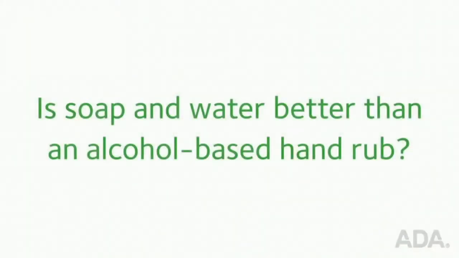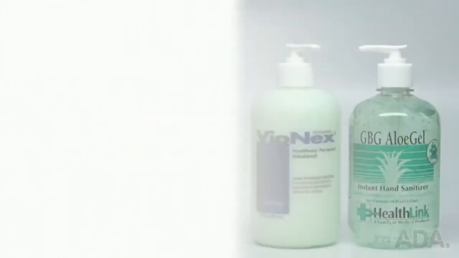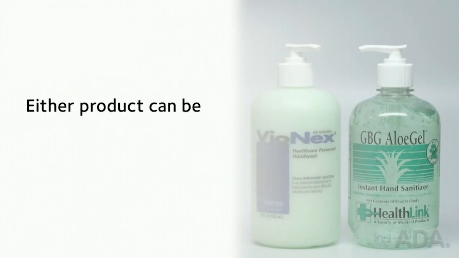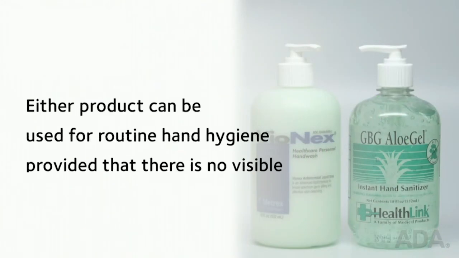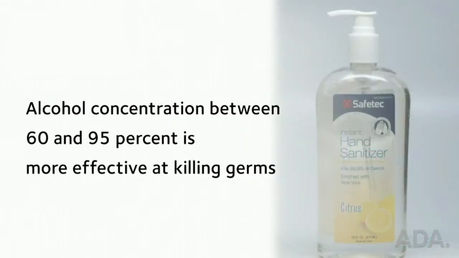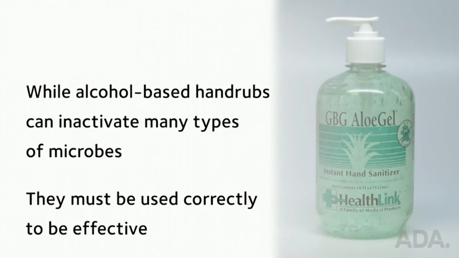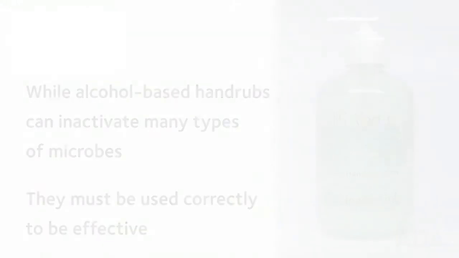Is soap and water better than an alcohol-based hand rub? According to the CDC's recommendations for infection control in dental settings, either product can be used for routine hand hygiene, provided that there is no visible contamination on the hands. Alcohol-based hand rubs that have an alcohol concentration between 60 and 95% are more effective at killing germs. Also, while alcohol-based hand rubs can inactivate many types of microbes, they must be used correctly to be effective.